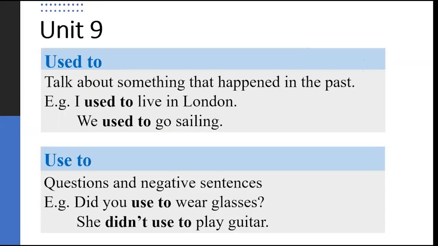In Unit 9 as well, we took the difference between used to and use to. Used to, as we can see, because it ends in a D, it's referring to something that happened in the past. Okay, for example, I used to live in London. We used to go sailing. These are all past actions, so we use used to with a D.